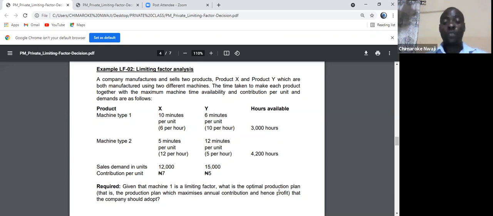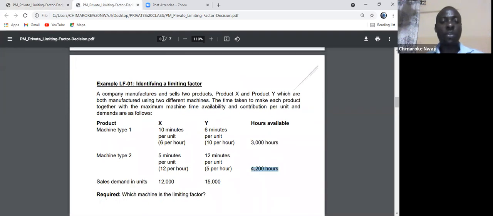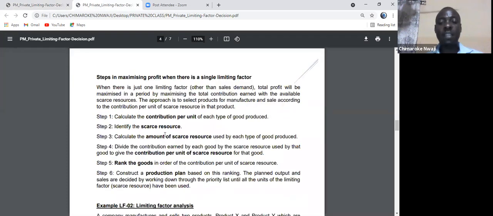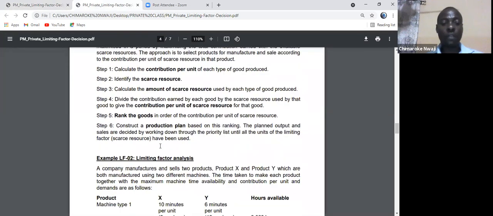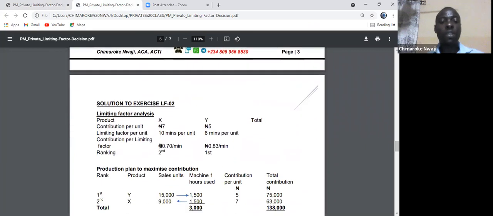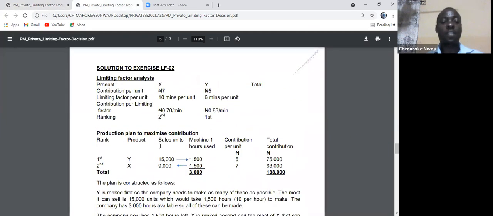Now, we are asked to look for the production plan that maximizes annual contribution and hence profit, which the company should adopt. So how do we do this question? All right, so let's look at the solution right now and let's see how we can solve that. Let's look at the technique here: limiting factor analysis. Let's follow the steps one after the other.